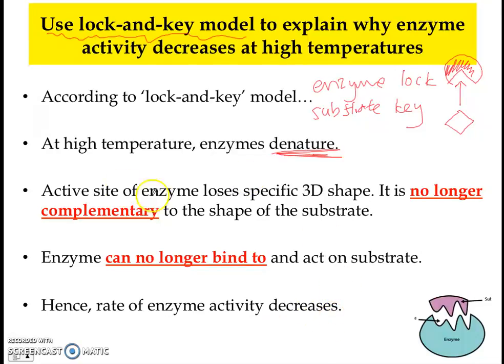Now, a lot of students will just write their answer up to this point. They'll say at high temperature, enzymes denature. But that answer is not enough. You need to explain denature, so what? Denature, so the active site loses its specific shape, and the enzyme can no longer bind to and act on the substrate. Alright?